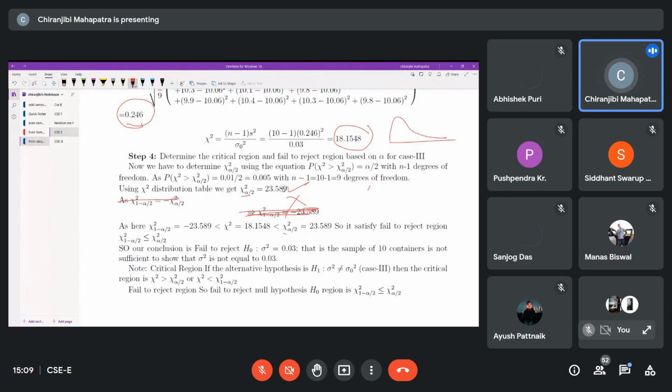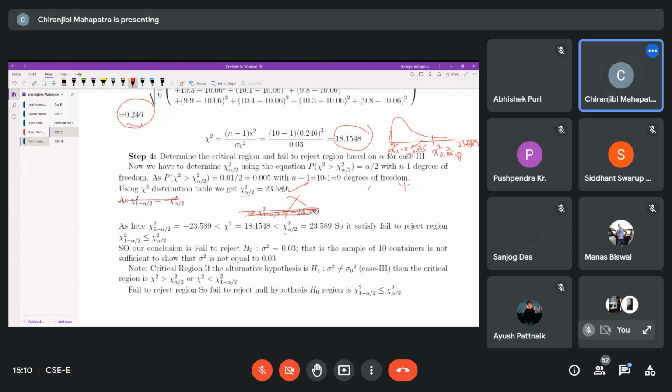Okay, so chi square with 9 degrees of freedom, this point is chi square 0.005. This point is equal to 23.589, at 9 degrees of freedom. And this point somewhere here, that is chi square 1 minus 0.005, that is 0.995. This point chi square 0.995, that is 1 point something.